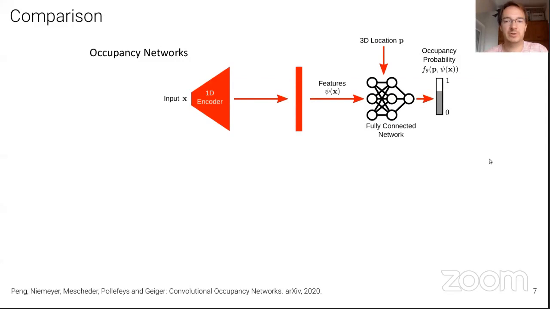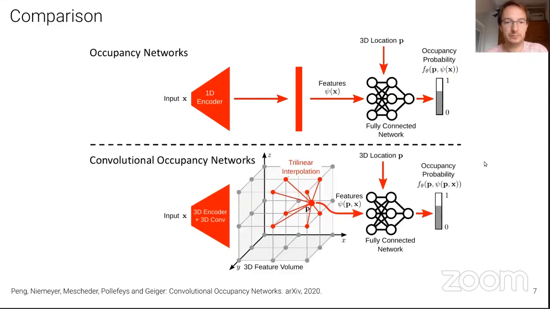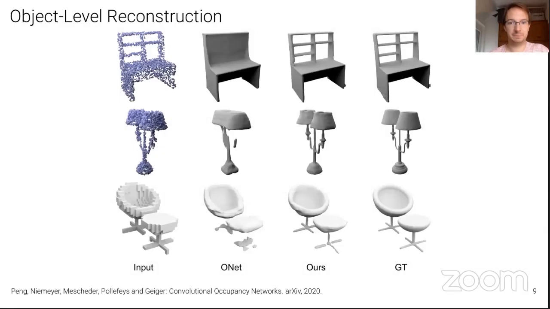So here's a direct comparison of the two methods. On the top, we can see the traditional occupancy network. On the bottom, we can see the convolutional variant, where now the features are not a global code anymore, but they are distributed in 3D space, and they can benefit from the equivariant properties of convolutional networks, either in 2D or 3D space. So how does this work? Let's look at some results.